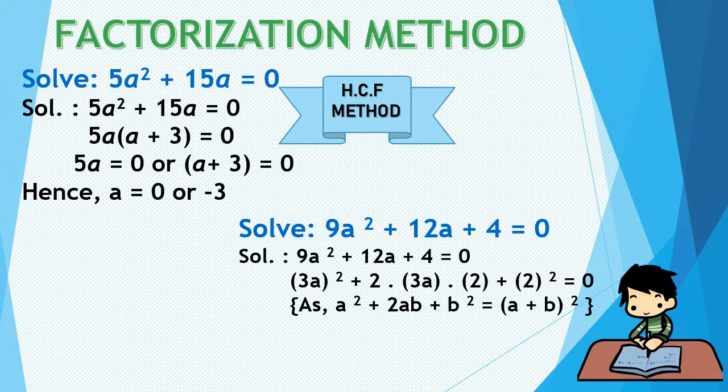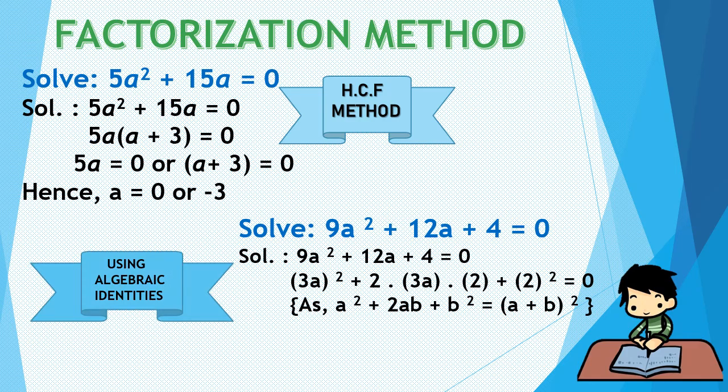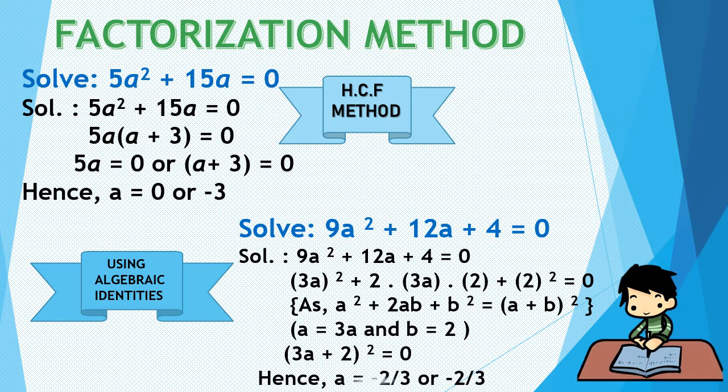In the same way, one more example, 9a square plus 12a plus 4 is equal to 0. Here I am going to use an algebraic identity, that is I am going to convert it into the form a square plus 2ab plus b square, which is equal to a plus b whole square. After converting into this identity form, we get 3a plus 2 whole square is equal to 0, which gives the value of a as minus 2 by 3 or minus 2 by 3. This means we are getting two same roots of this quadratic equation. So I hope these examples are clear to you.